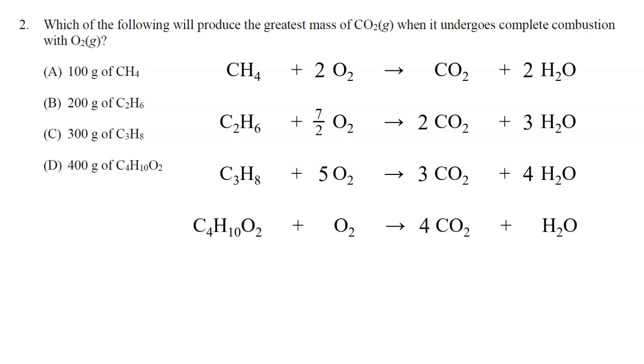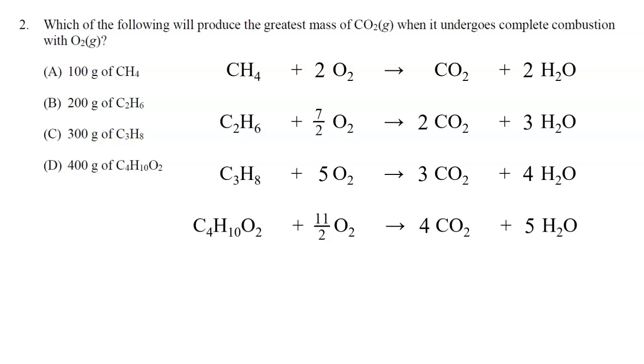I will balance the hydrogen atoms by putting a 5 in front of the H2O. And I see a total of 13 oxygen atoms on the right. There's already 2 oxygen atoms in the compound that was burned or reacting with oxygen, so I need 11 oxygen atoms, because 11 plus 2 is 13. So I will put 5.5 or 11 halves in front of the O2.